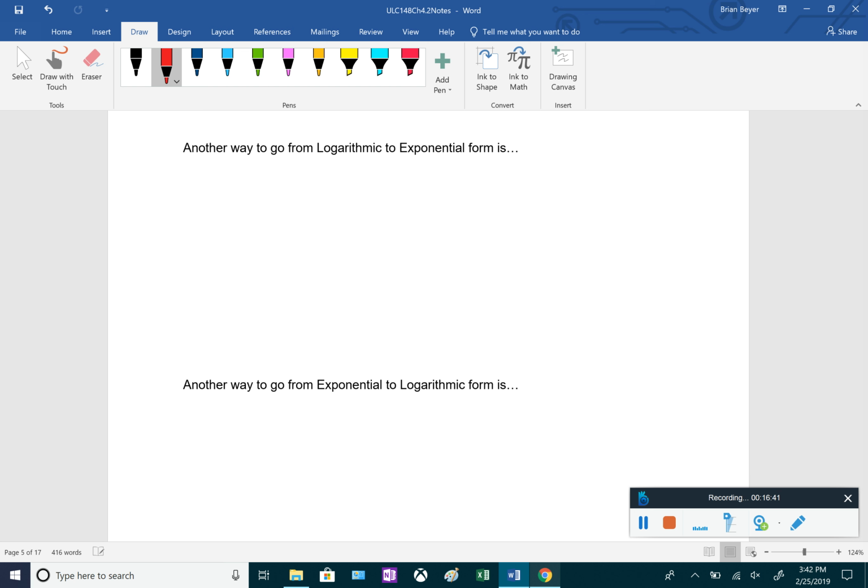So let's say we're starting with logarithmic form here. Let's say we have x equals log base b of y, and we try to put this into exponential form. So hopefully by now, if you think about it for a second, you know this is going to be b to the x equals y in exponential form. What we can do here though is we can base b both sides. And then let's see what happens when we do this.